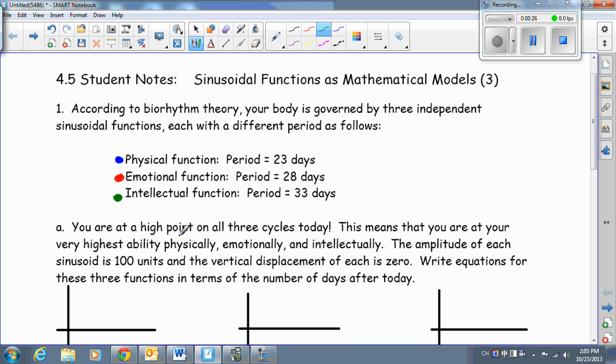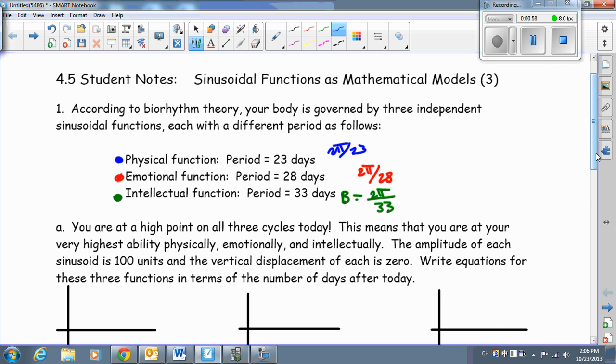If you read the problem correctly, we have three different functions: physical, emotional, and intellectual. And the period is given for each. If I want to write the equation of each, I will need to know what b is. The value of b for the last one would be 2 pi over 33. For the middle one will be 2 pi over 28. And for the first one, it will be 2 pi over 23.